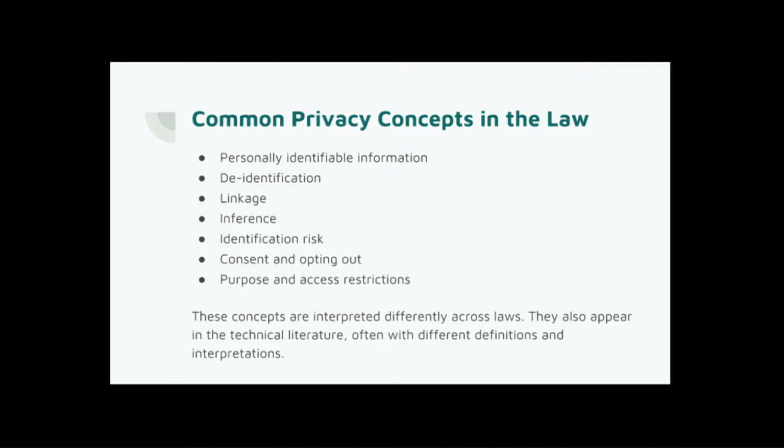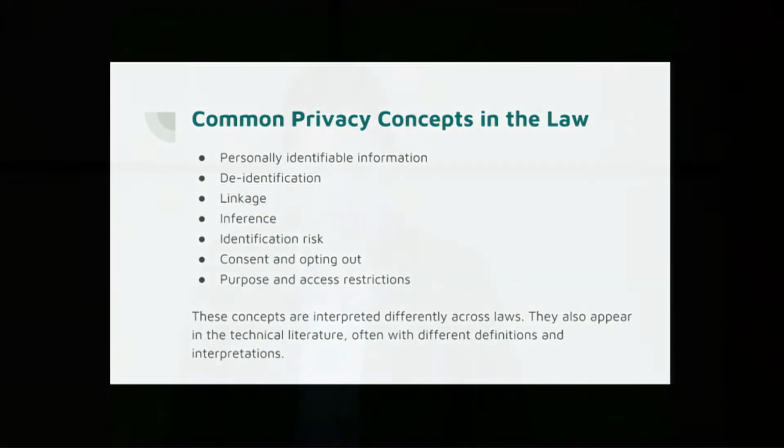Some of the common privacy concepts that appear in the law include personally identifiable information, de-identification, linkage, inference, identification risk, consent and opting out, and purpose and access restrictions. These concepts are interpreted differently across laws. They also appear in the technical literature, often with different definitions and interpretations.